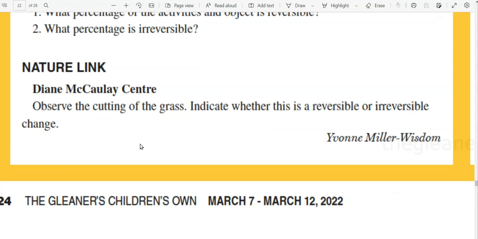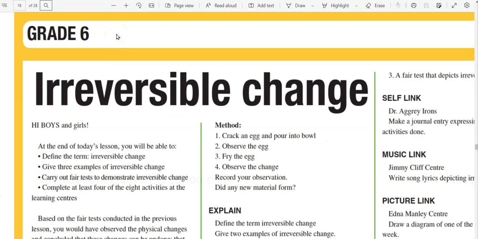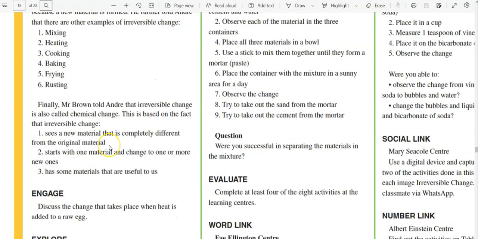Finally, the Nature Link at the Dan Macaulay Center: observe the cutting of grass and indicate whether this is a reversible or irreversible change. In this episode, we looked at irreversible change. We were able to define irreversible change and some of the ways in which irreversible changes can be obtained, for example, through mixing, heating, cooking, baking, frying, and roasting. So, 1, we can see that a new material is formed and it is completely different from the original material.